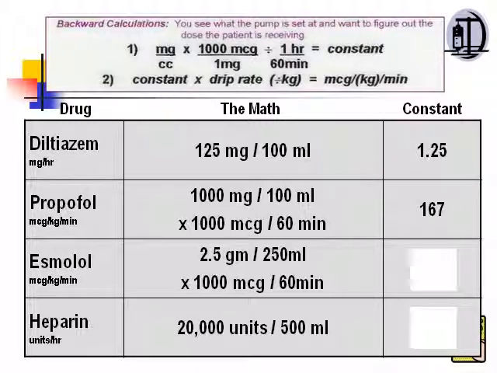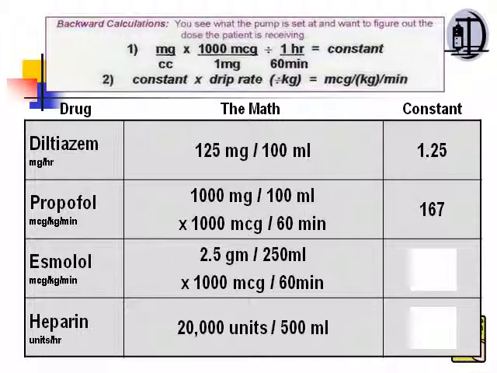Good job. One more. Esmolol, a mics per kilo per minute. So this one is a little tricky. 2.5 grams divided by 250 mL. So the esmolol comes in grams. All right, how many milligrams is 2.5? So that's going to be 2,500 milligrams divided by 250.